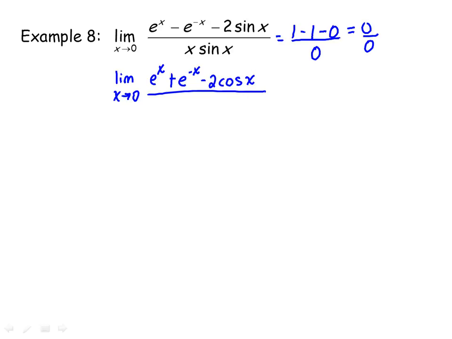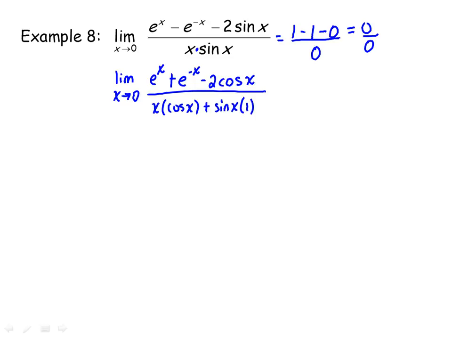But on the bottom, what do you see? That's the product rule. You have x times sine x. So that's your product rule. So you have first times the derivative of the second plus the second times the derivative of the first.